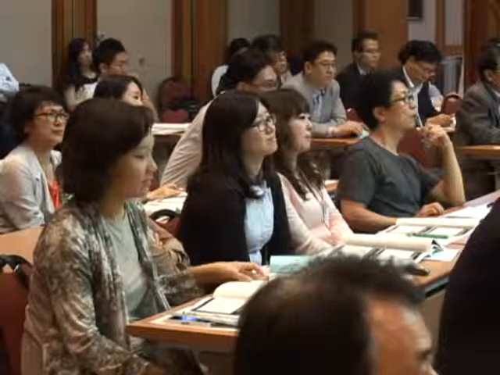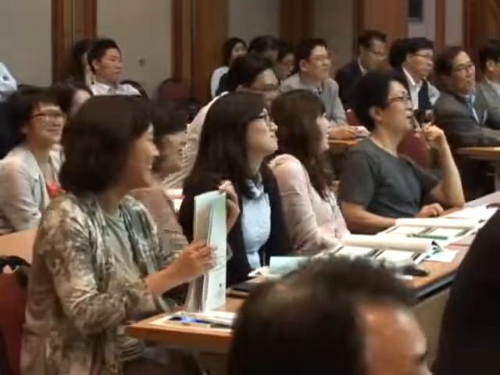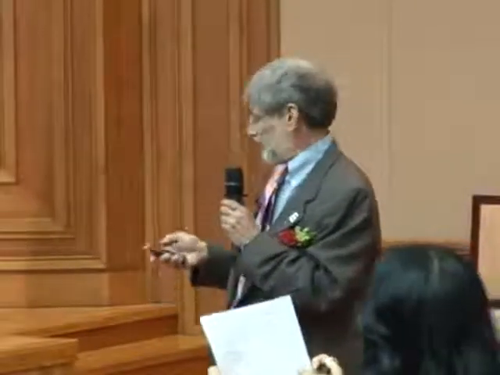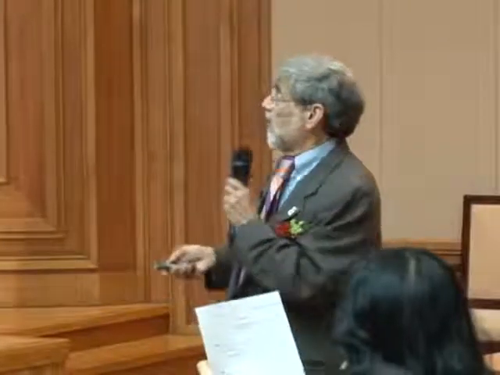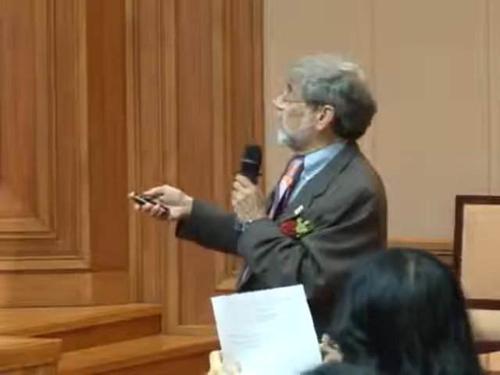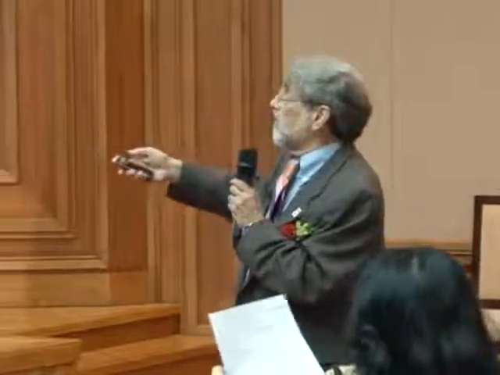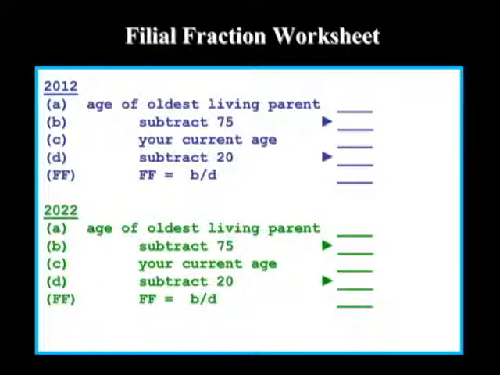Okay, we're ready. You have with your handout a copy of this worksheet. You have it in Korean. This is what it looks like. And you can see how easy it is to calculate. You find the age of the oldest living parent today in 2012, subtract 75, you can see the arithmetic. Very easy to calculate. I encourage you to try it out for yourself, for your family. If you have clients, try it for your family.